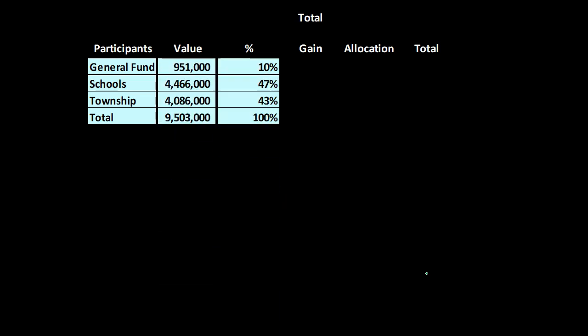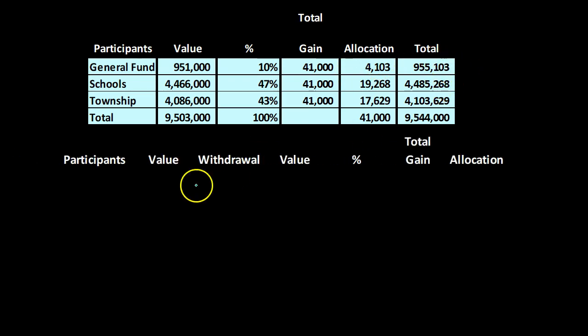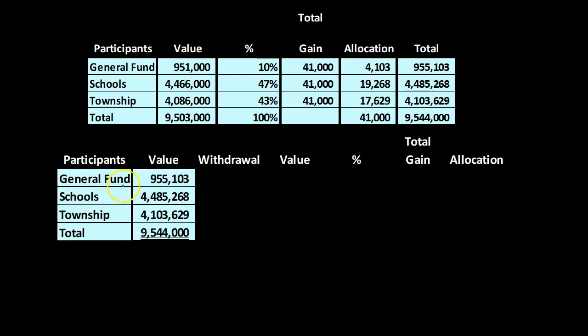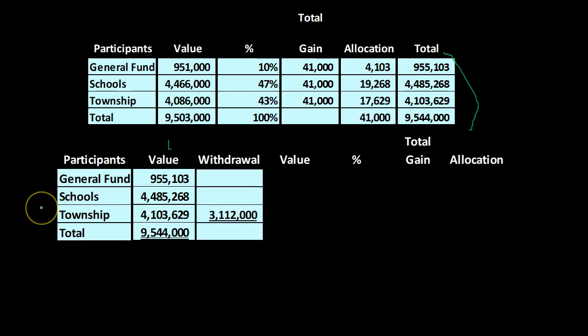You'll recall last time we had our breakout. This is our table. This is where we ended last time after allocating out the $41,000 gain. This is where we're going to start then and say that this is our balance that we ended off with last time. This is going to be our starting balance here. Then we say that there was a withdrawal from the township of the $3,112,000.